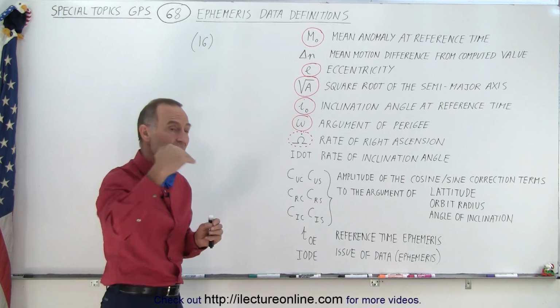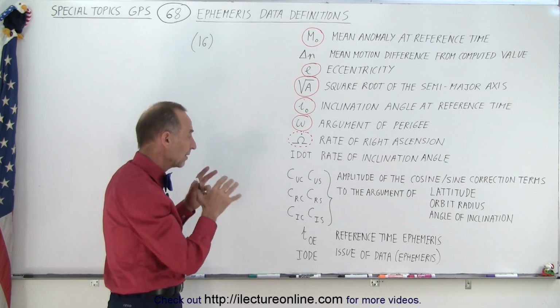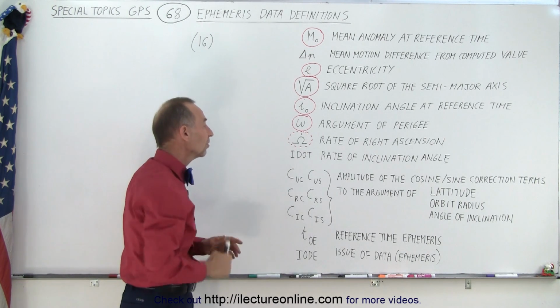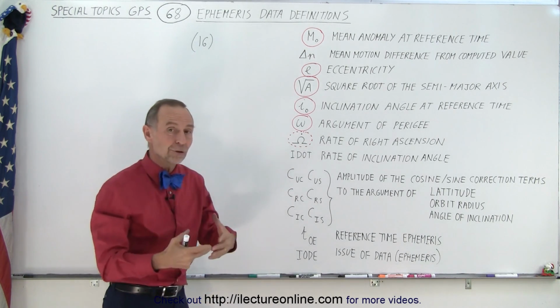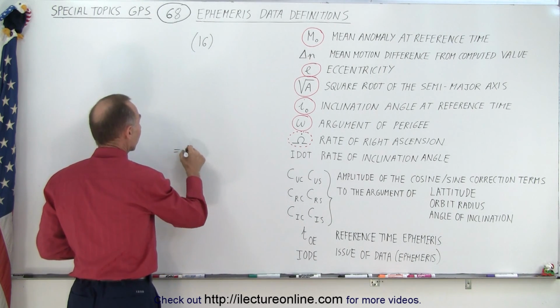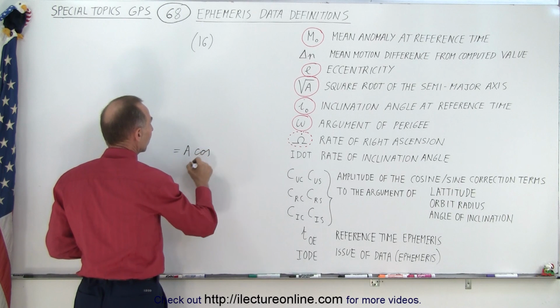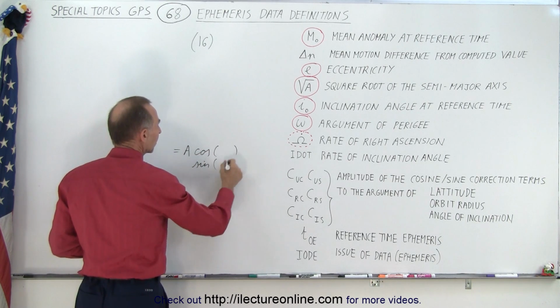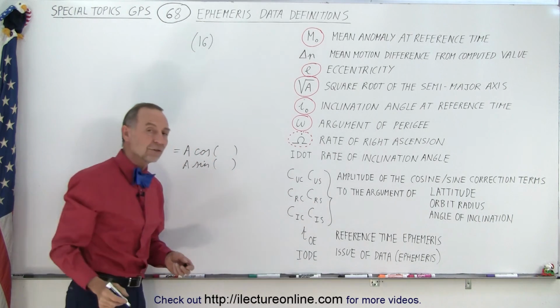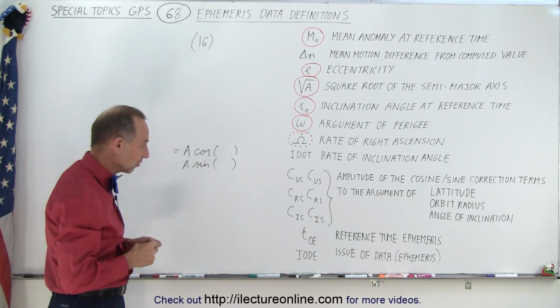And so we have equations that describe those changes, those undulations, those sinusoidal changes, and so we need to have the amplitude of those equations. Essentially it's going to be some amplitude times the cosine or the sine of some argument, and so these are the amplitude factors that we need to put into those equations.